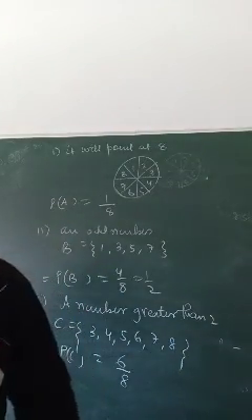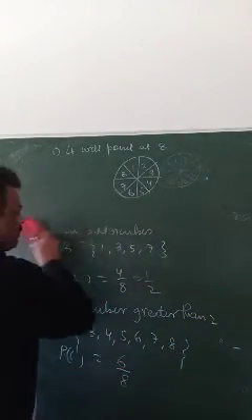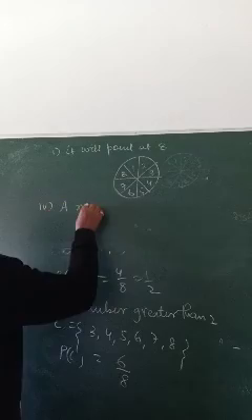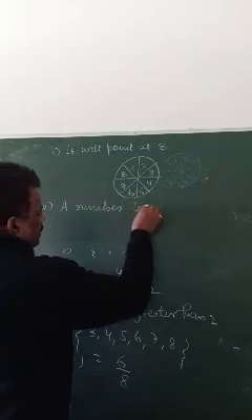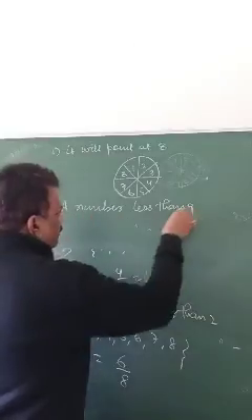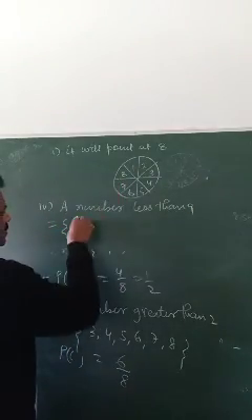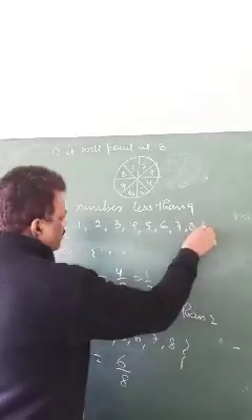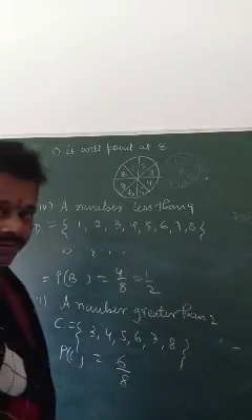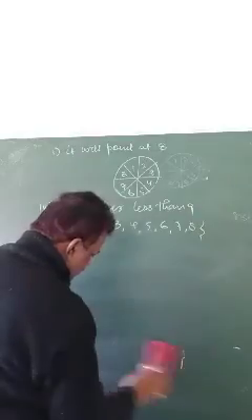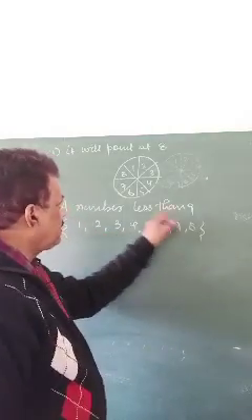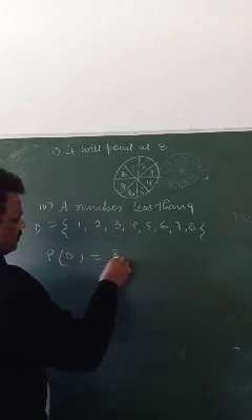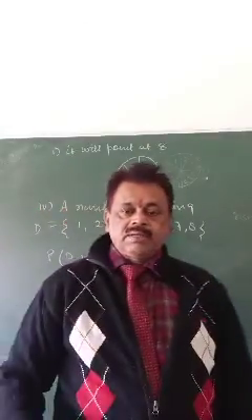A number less than 9. See, your event is over. A number less than 9 means what? All the numbers 1, 2, 3, 4, 5, 6, 7, 8. This is, suppose, D. This is a sure event, because your event has 8 numbers and the sample space also has 8 numbers. So the probability of D is 8 by 8, that is 1. So the remaining we will do in the next class.